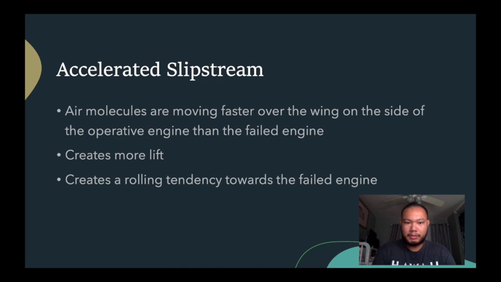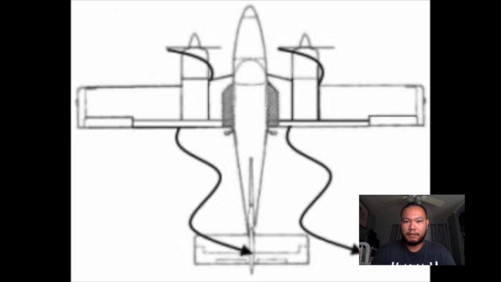Spiraling slipstream: prop wash from the left engine hits the vertical stabilizer. If the right engine fails, the prop wash has no real effect, because the left prop wash comes back and hits the vertical stabilizer, while the right engine's prop wash just dissipates towards the right if you're looking at the plane from the back.